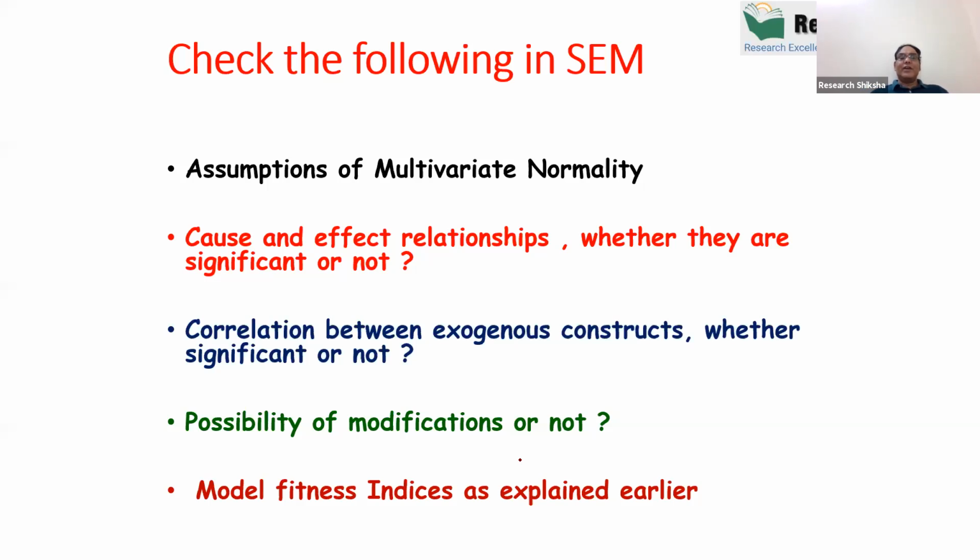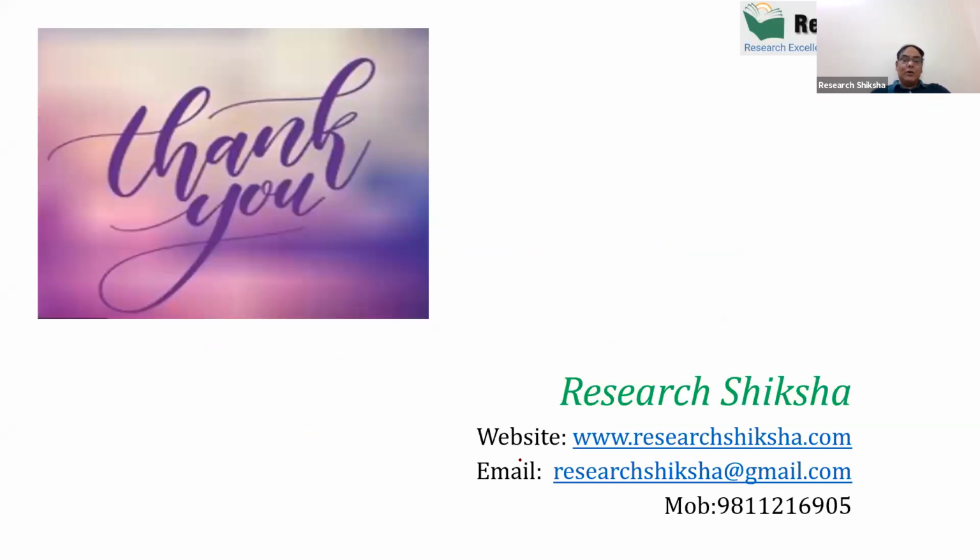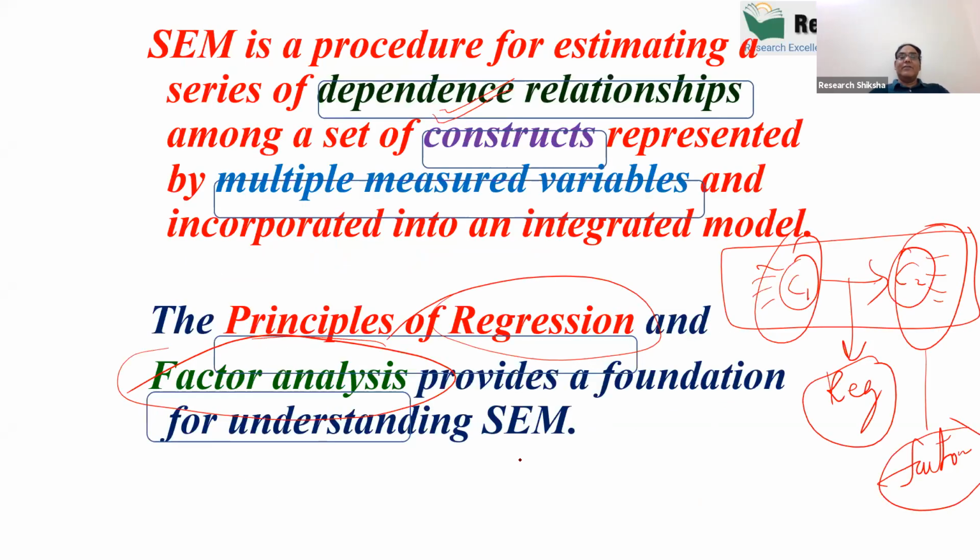Then we can check the cause and effect relationship, whether they are significant or not. And we also apply correlation between exogenous constructs, whether they are significant or not. And then we check whether the possibility of modification is there or not. Then model fitness. Now basically all these concepts I am going to explain to you with the help of an example. So I will tell each and every step.